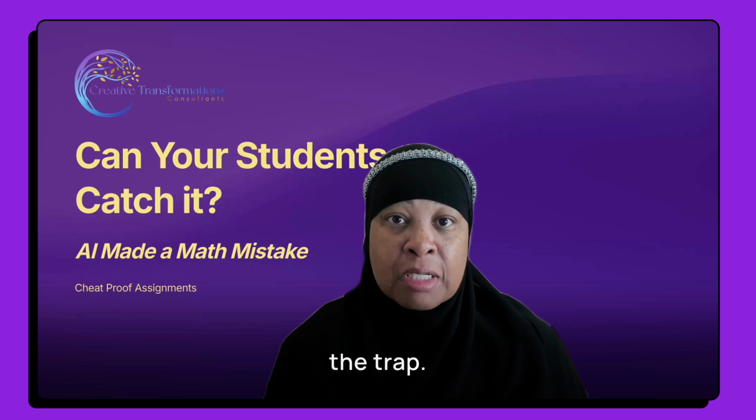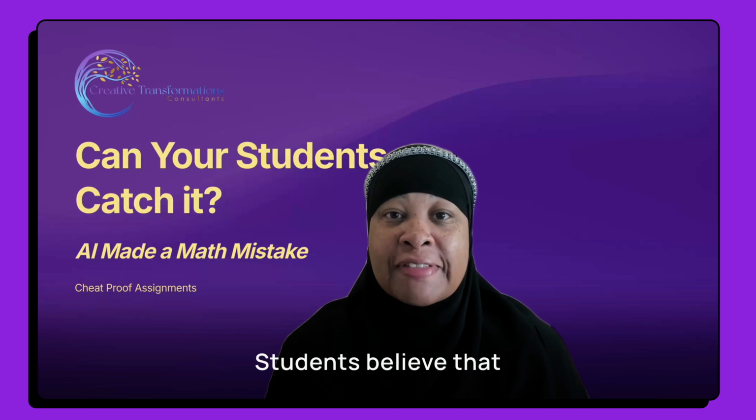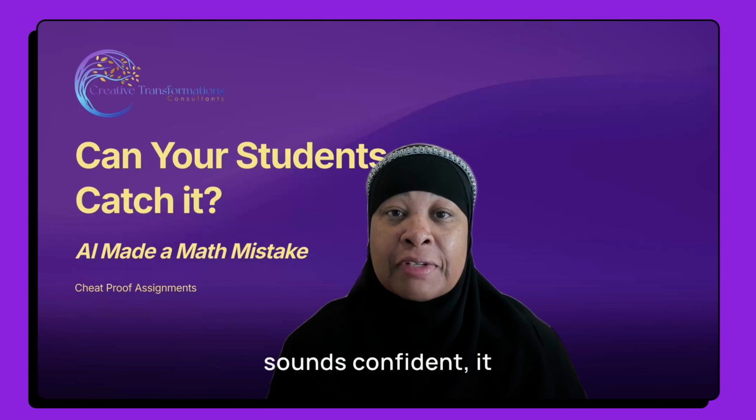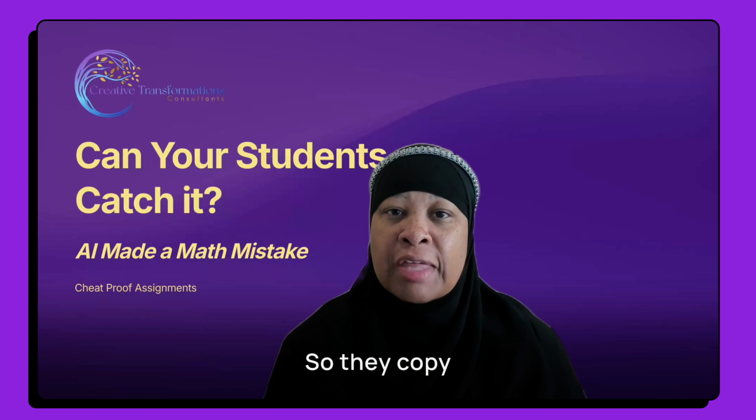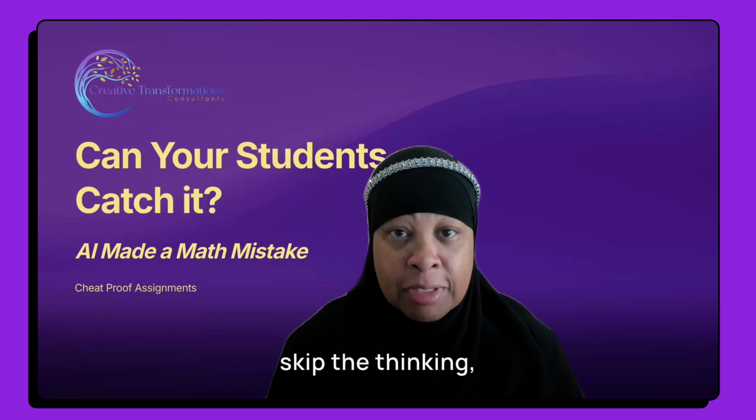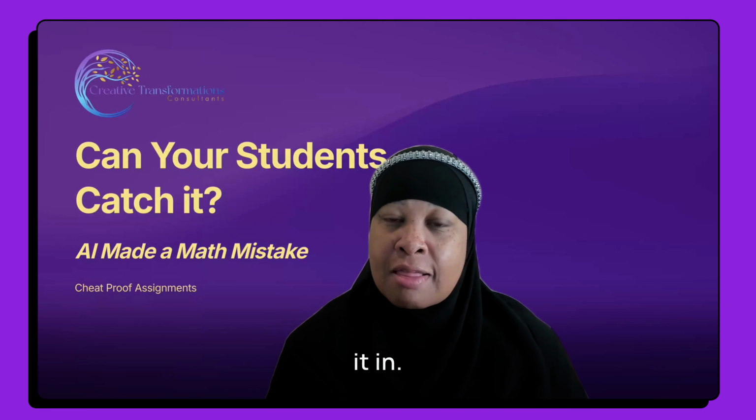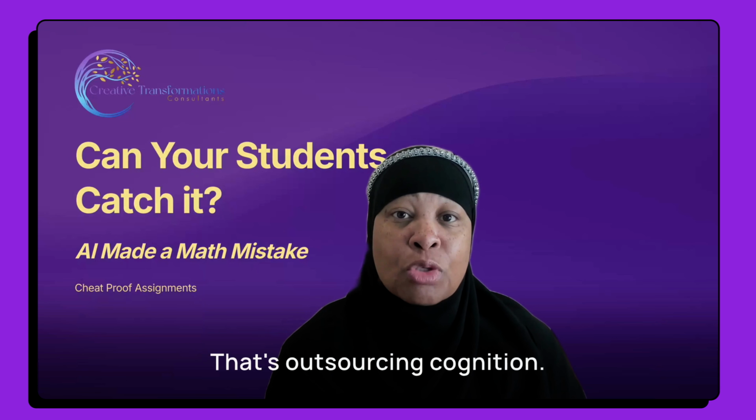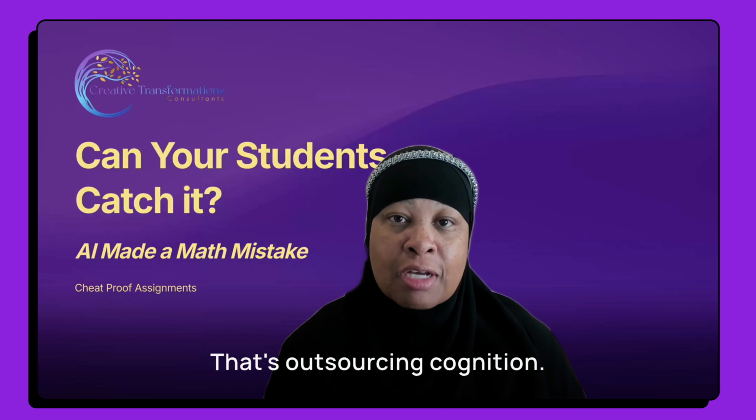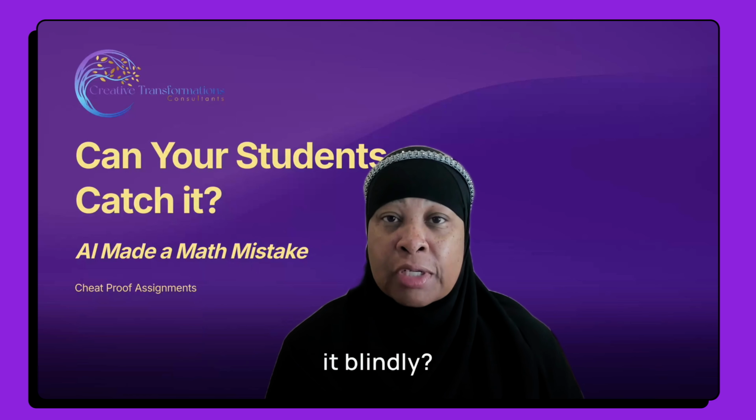There's a myth that we need to shatter: that AI is always right. And here's the trap: students believe that because the AI sounds confident, it must be correct. So they copy the answer, they skip the thinking, and just turn it in. That's not learning, that's outsourcing cognition. But what if we change the power dynamic? What if we train students to interrogate the AI, not rely on it blindly?